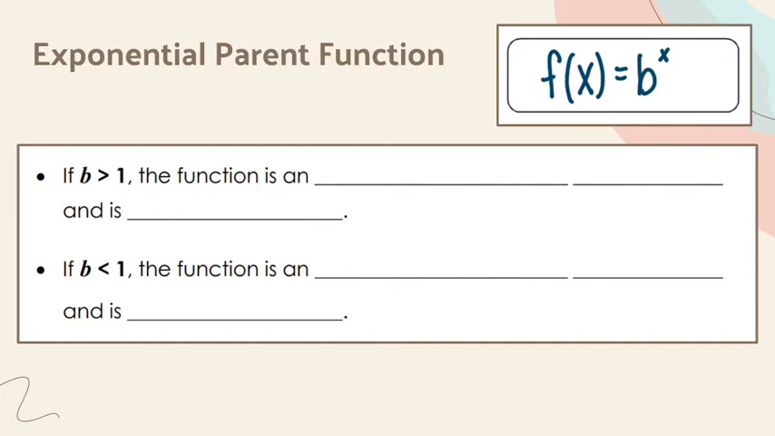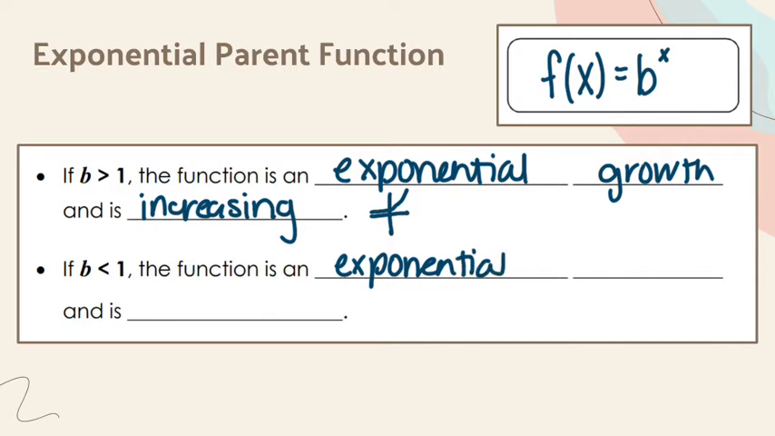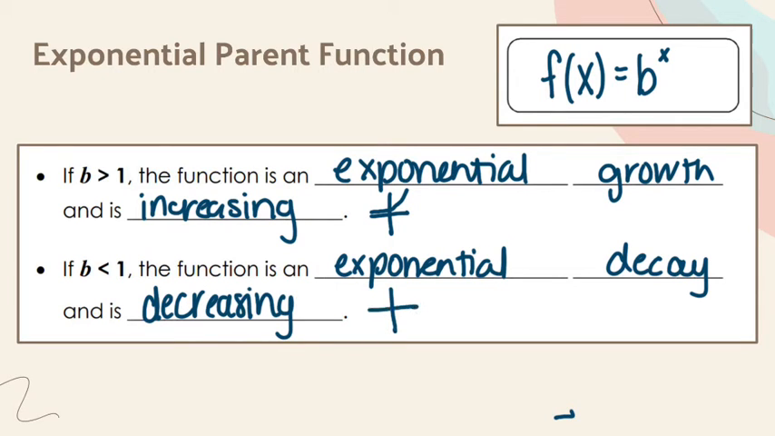So if b is greater than 1, then the function is an exponential growth and is increasing. So that's the shape I was showing you earlier. That kind of starts out small and goes up. If b is less than 1, it is called exponential decay. And it is decreasing. So that's the other way, where it starts really high and gets really low.